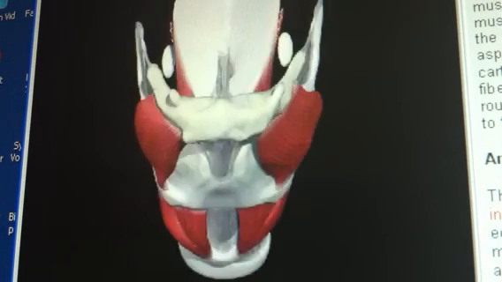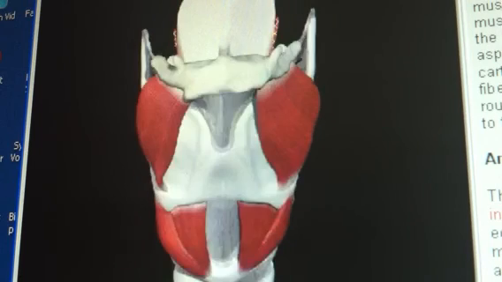All right, there's one extrinsic muscle of the larynx, which you see here, and this is the thyrohyoid muscle. Origin is the oblique line of the thyroid cartilage. Insertion is on the hyoid bone.